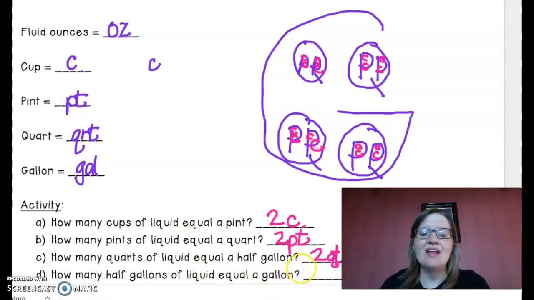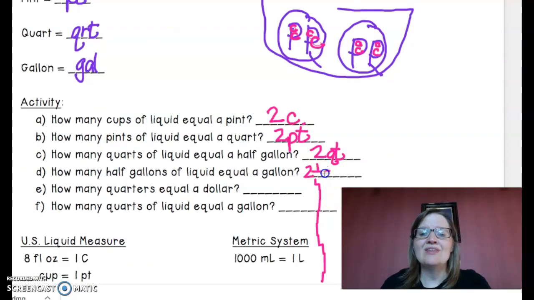And how many half gallons of liquid equal a gallon? Let's undo that. My pen is acting really crazy today. There we go. 2 half gallons equal a gallon.